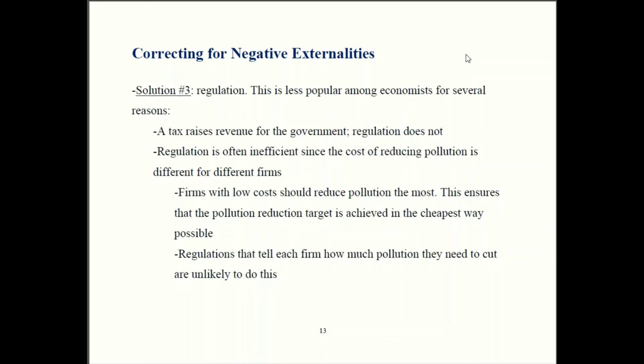Another approach is regulation. Regulation, though, is pretty unpopular among economists. In general, we say it's better to tax than to regulate. Why is that? Well, if you tax pollution, that creates government revenue. Regulation does nothing for government revenue. So that's one problem right there. The revenue for the government can be used for some other important things like education.